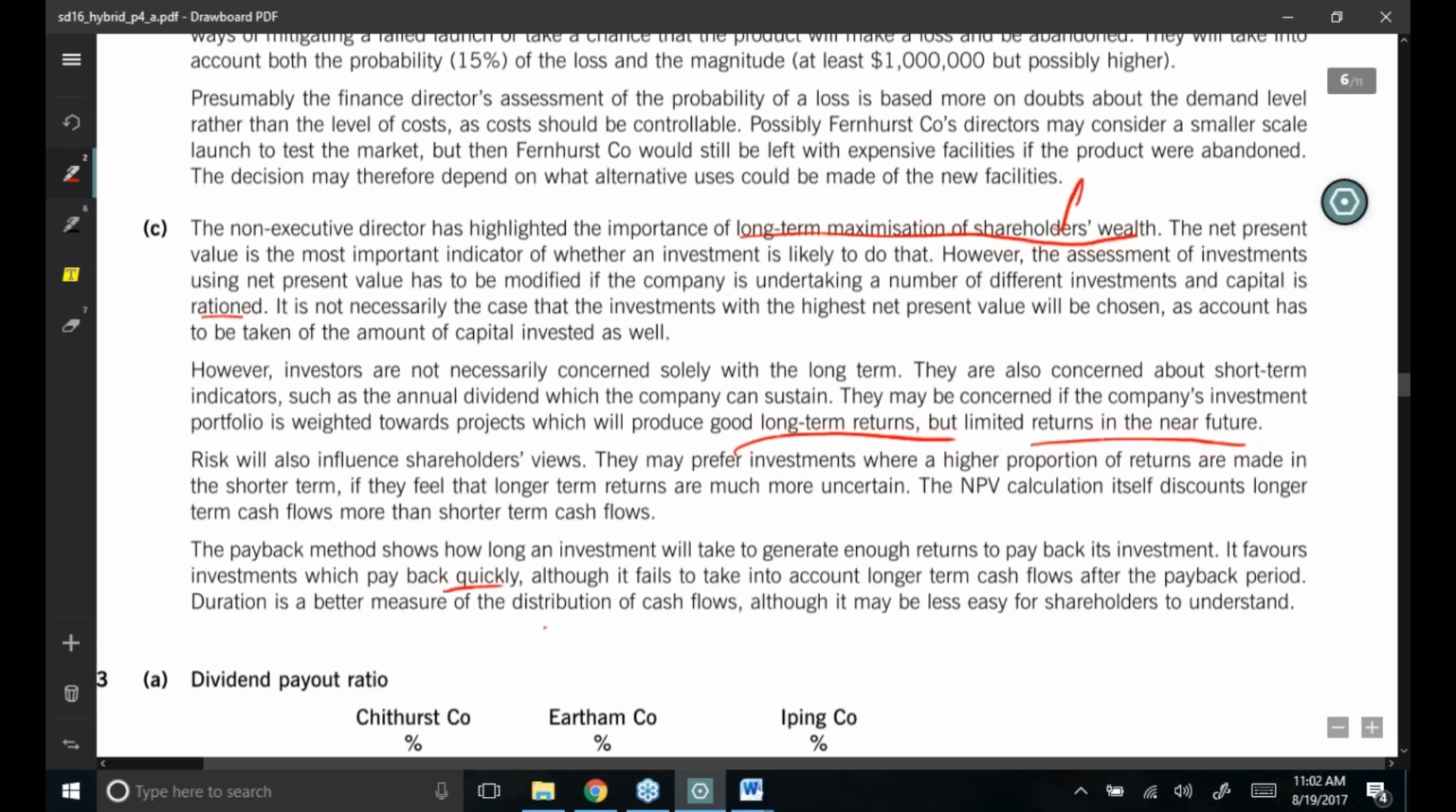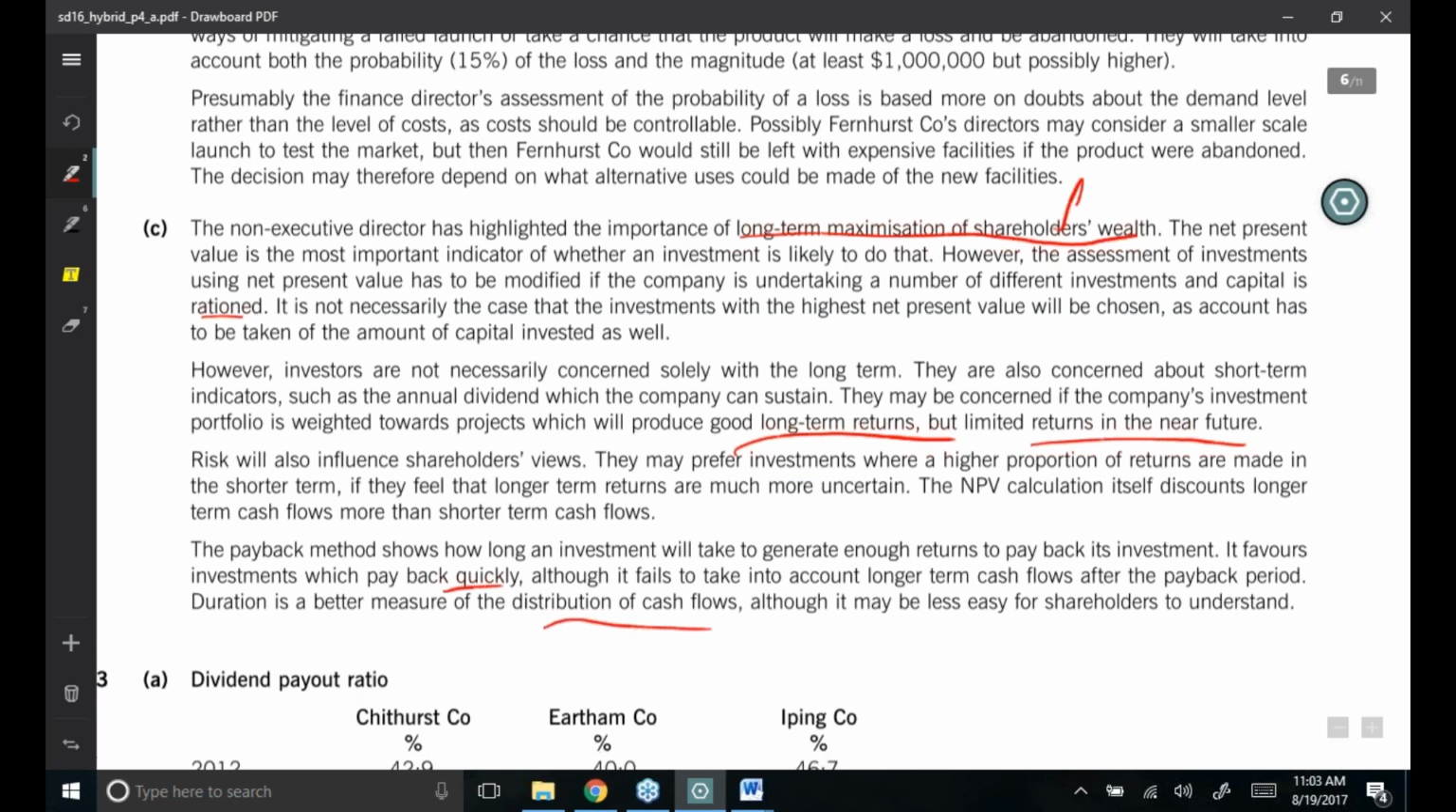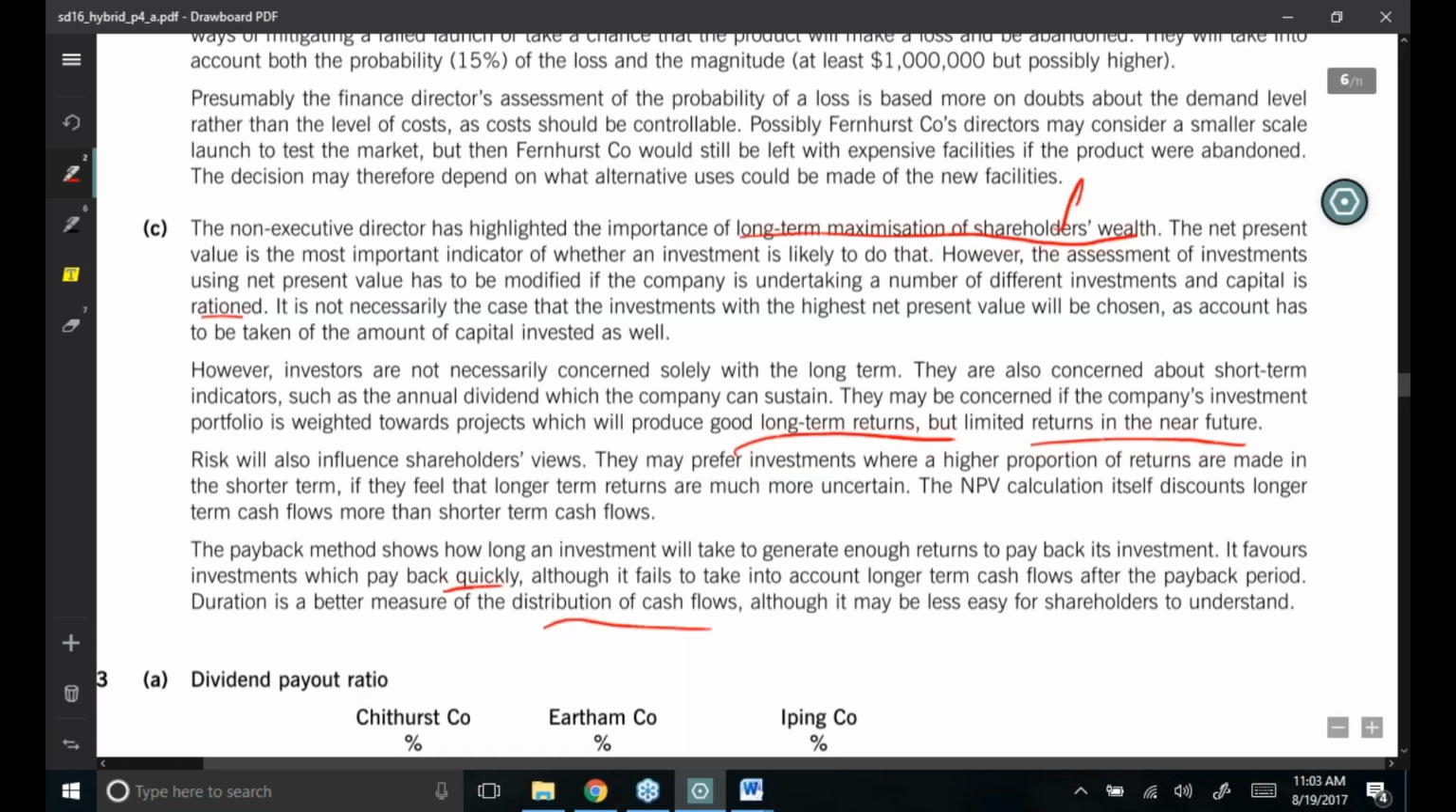Duration is a better way of looking at the distribution of cash flow. Duration will guide you as to where the major bulk, the major chunk of the cash flows are available. If duration is short, that means major cash flows are for the short term. If duration is higher, that means the major chunk of the cash flows you are receiving is in the later years. So that was a discussion from the C part.